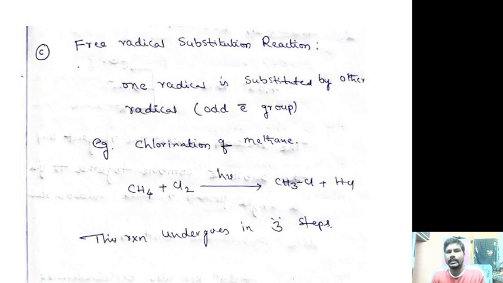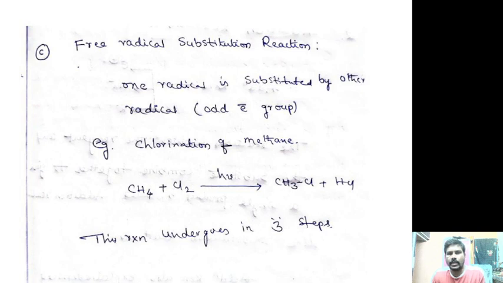Free radical is the reagent in this reaction. What is a free radical? A single electron species is a free radical. These are paramagnetic species. One radical is substituted by another radical, an odd electron group or atom. Take the simple chlorination of methane. Saturated compounds like alkanes undergo free radical substitution reactions in the presence of light. Methane with chlorine in the presence of light gives chloromethane or methyl chloride.